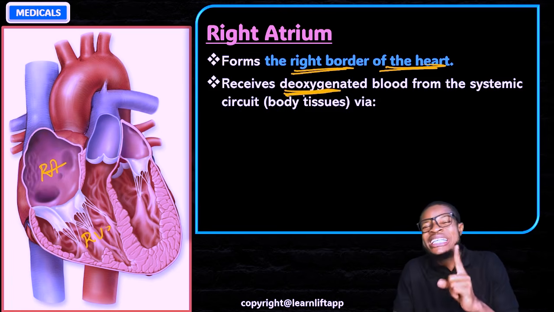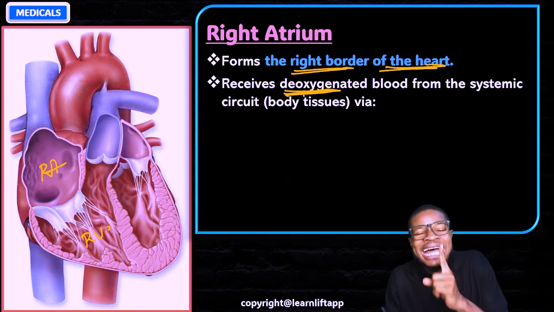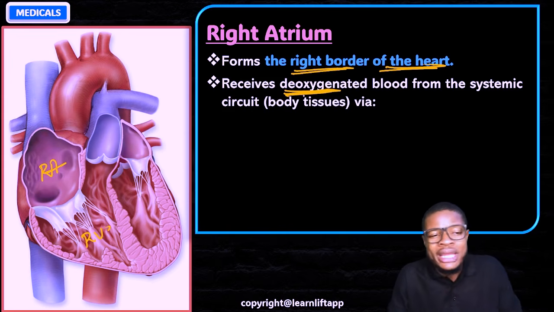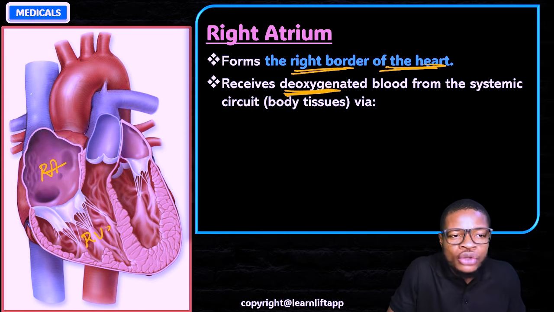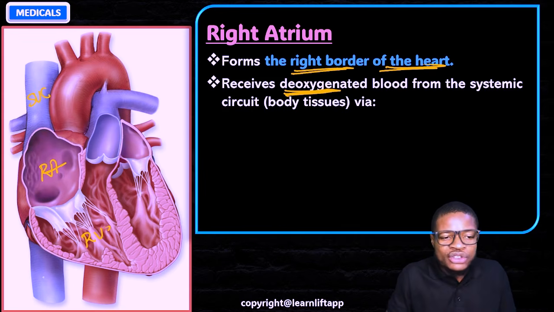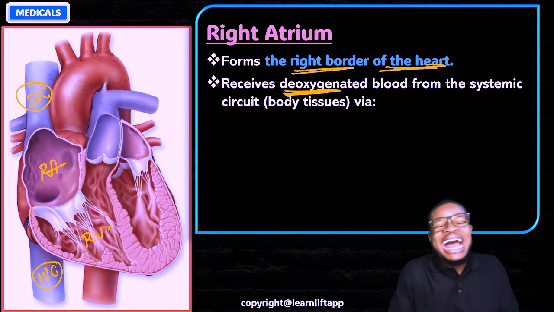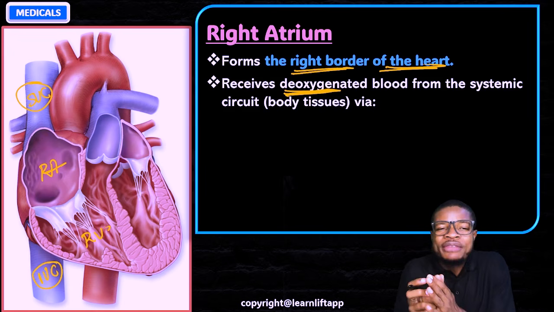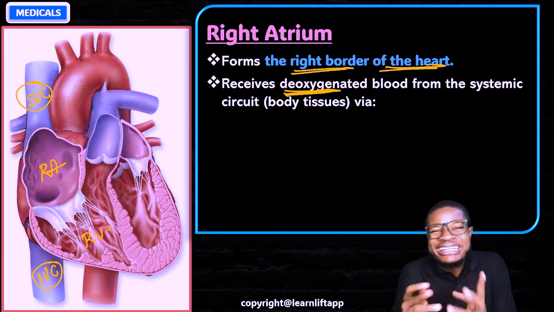Number 2, the right atrium always receives deoxygenated blood. What will it receive? Deoxygenated blood. Where is that deoxygenated blood coming from? Two major areas there. This is your SVC, the superior vena cava. This is your IVC, the inferior vena cava. The superior vena cava and the inferior vena cava both empty themselves into the right atrium.